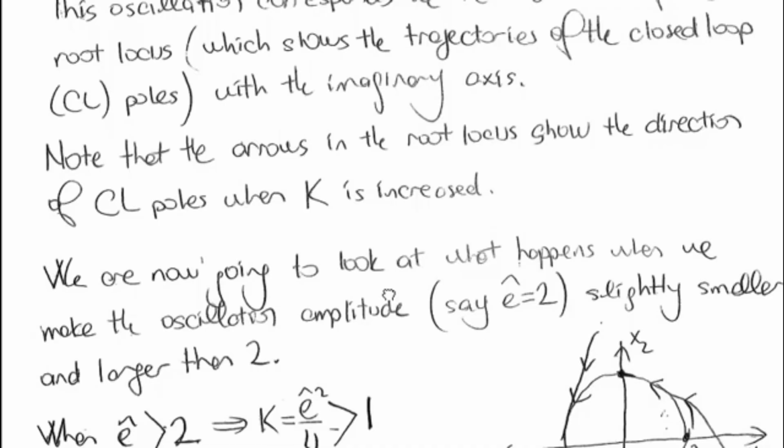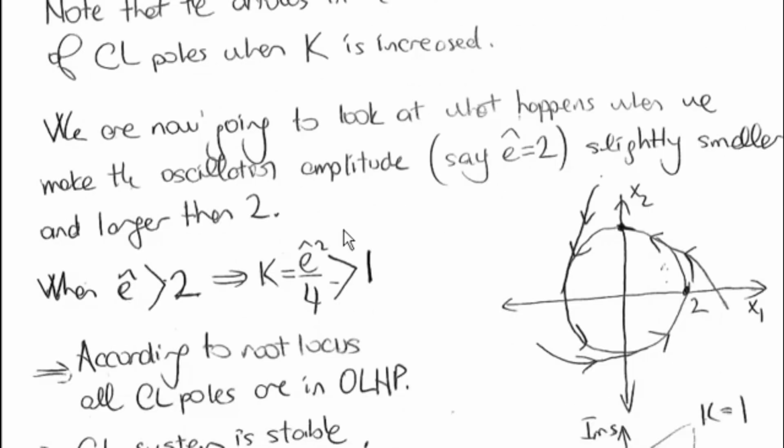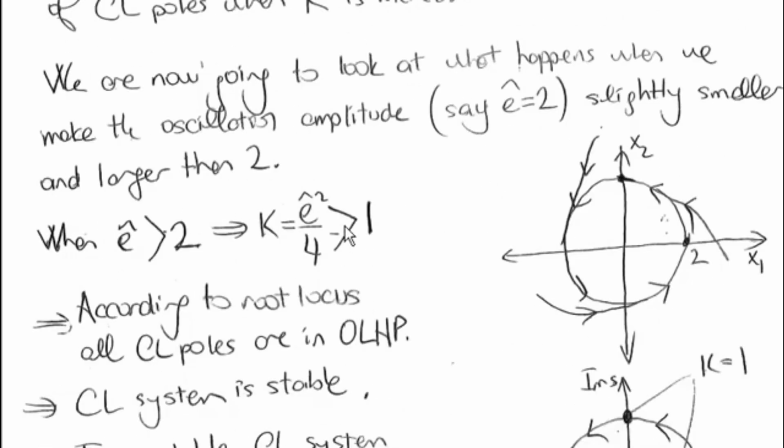And remember, the stability of the oscillations means what is going to happen when we make the oscillations deviate from their original trajectories. Is the system going to go back to the oscillation, or is it going to get away from the oscillations further? So now let us try to analyze this type of oscillation here. The magnitude is E hat equal to 2. This is the oscillation amplitude that we have found.